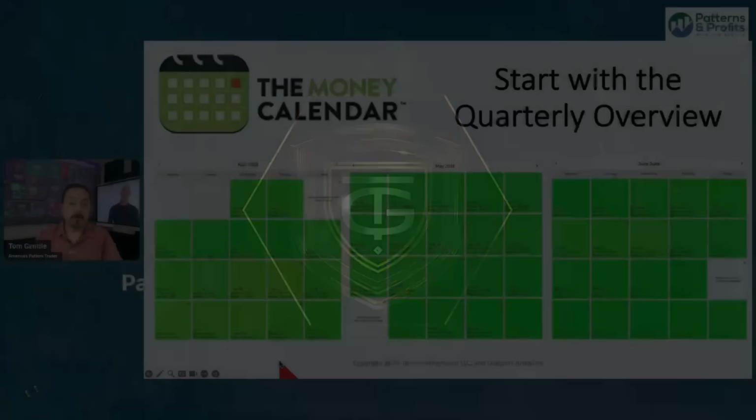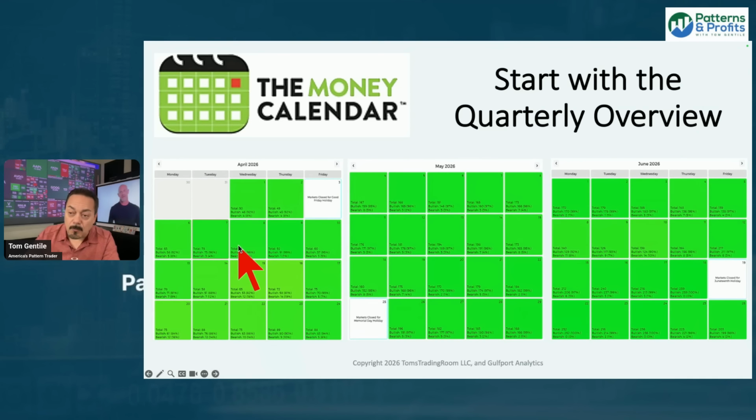Start with a quarterly overview. So when I look at April and I look at May and I look at June, what's the commonality here? Green, green, green all over the screen.